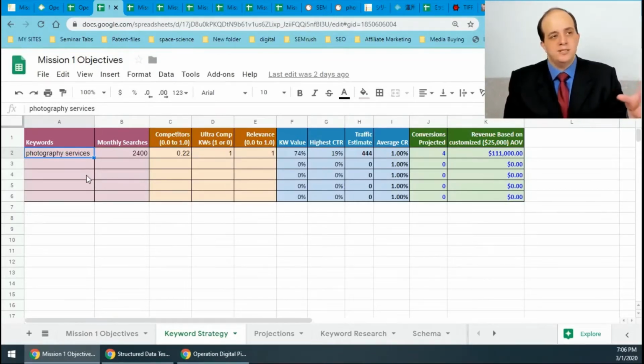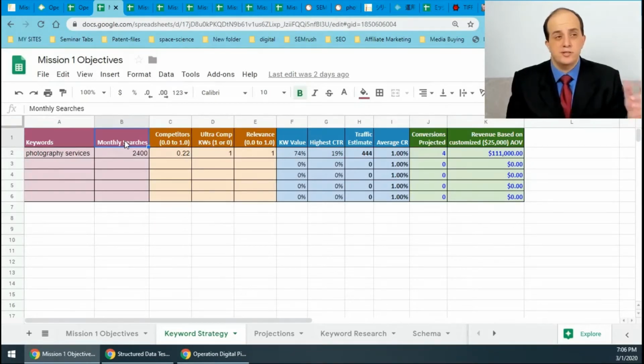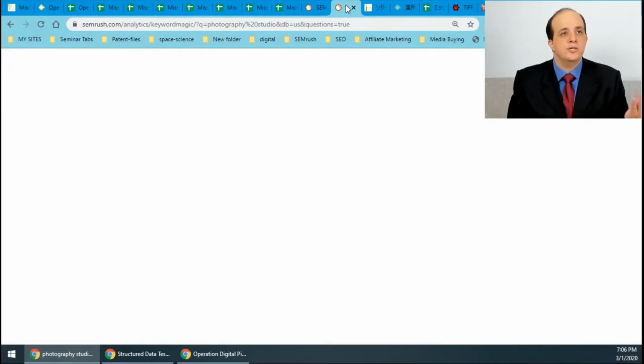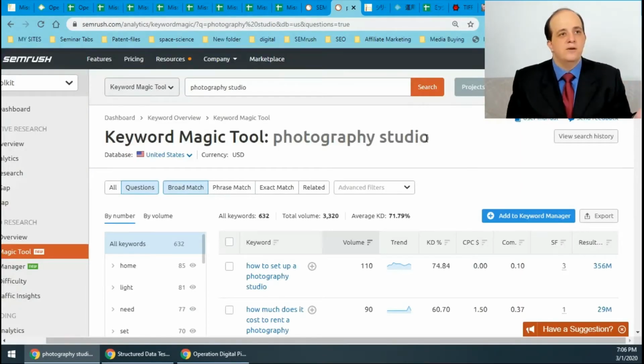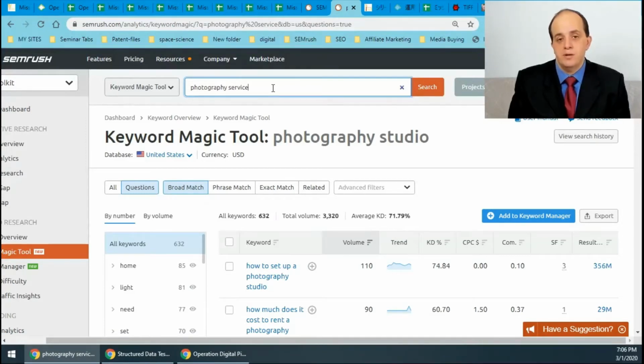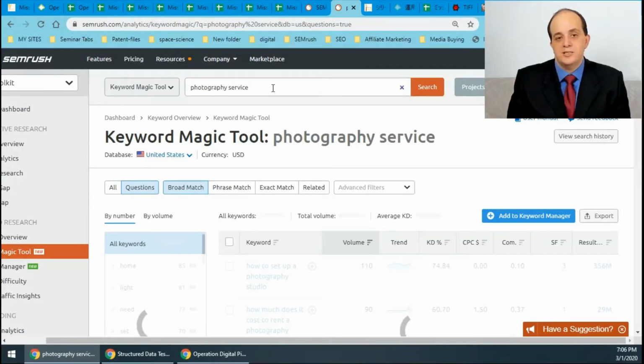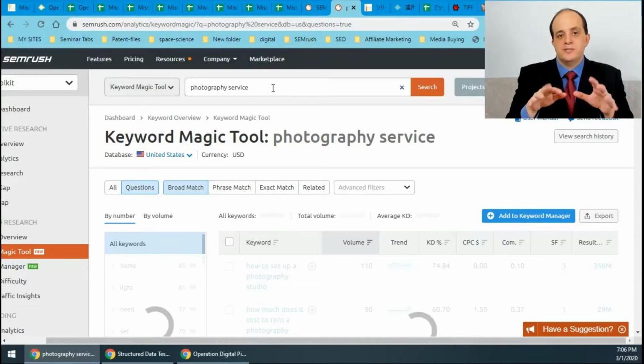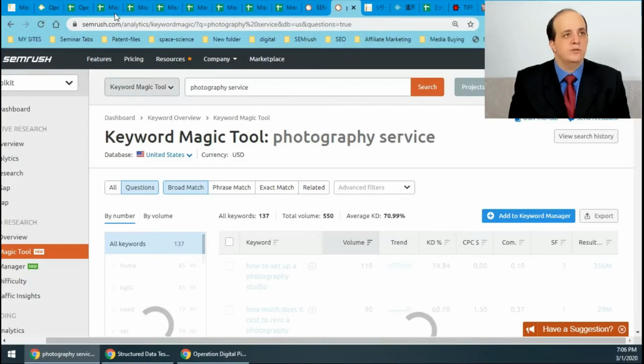So, as you can see in this Excel sheet, it starts with a keyword, and then it continues on to the monthly searches. Now, monthly searches, you can get that from SEMRush, which is right here in this tab here. Photography Studio. No, that's not right. It's Photography Services. So we type in this particular keyword to find out how many searches per month we can expect people to type in photography services per month, and the answer is 2,400. I know it's taking forever to load. We'll come back to that in a minute.